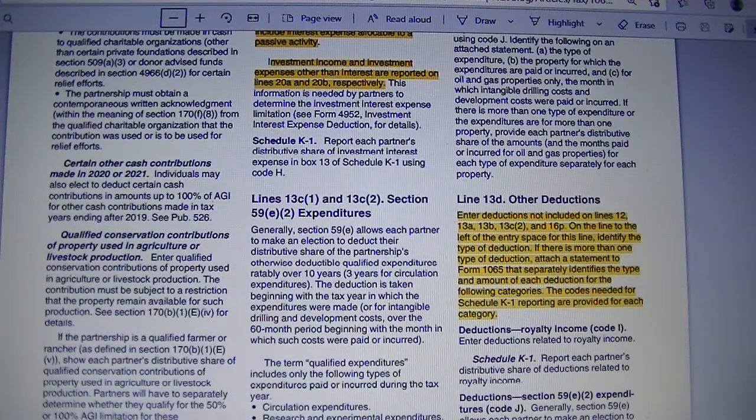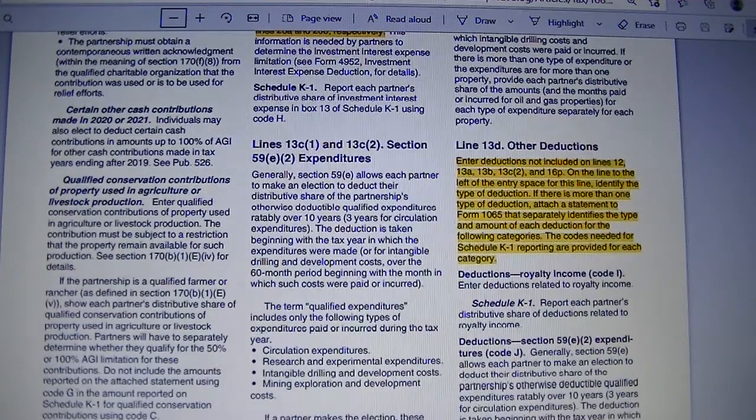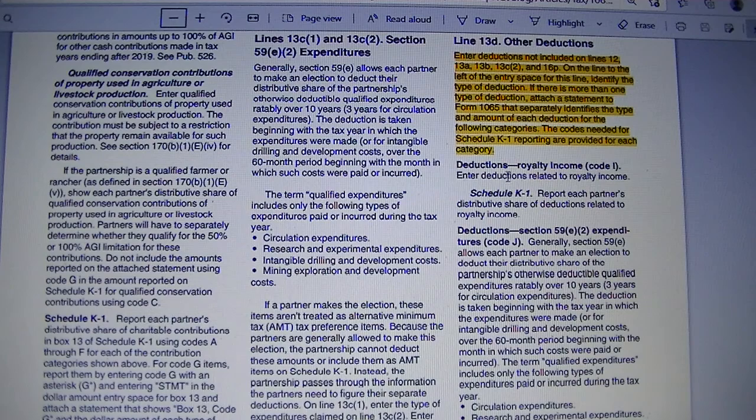So now line 13D: if you have expenses that will go on Schedule K and you didn't find where they will go under line 13, it is the other deductions, deductions not included on lines 12, 13A, B, C, or 16P. And then you read. So if that's a deduction related to royalty income, you will use code L. And then it will tell you how you will report it on Schedule K1.